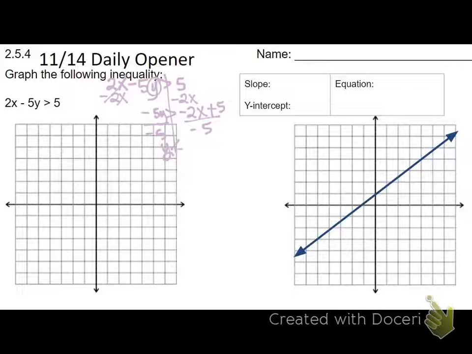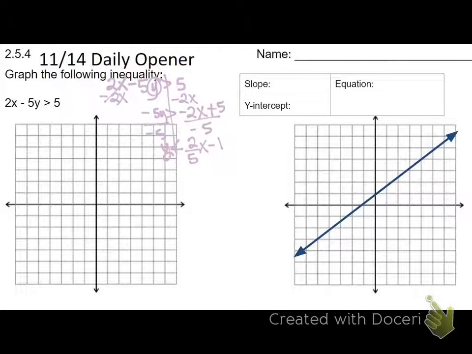Flip my sign. What's negative 2 divided by negative 5? Positive 2 over 5. 2 over 5x. And then positive 5 divided by negative 5. What do I get? Positive 5 divided by negative 5. Negative 1. Okay, so from here, we're going to graph. So when I go to graph, what do I graph first? Negative 1, leave it.